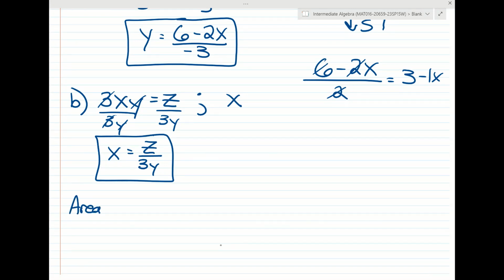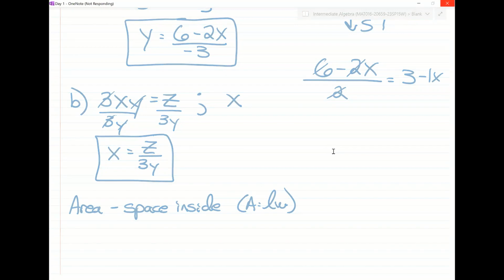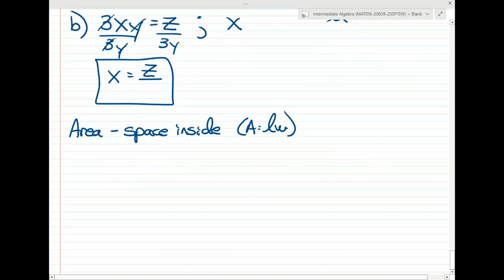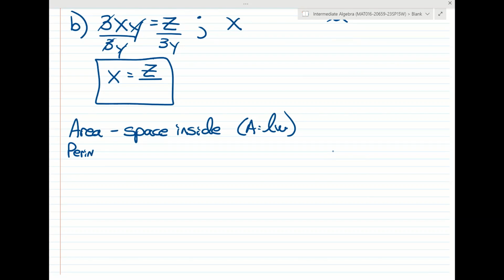When we're talking about area, that's the space inside. And we know that area is equal to length times width. When we talk about perimeter, this just means the sum of the outside lengths. So let's keep that in mind and answer this question.